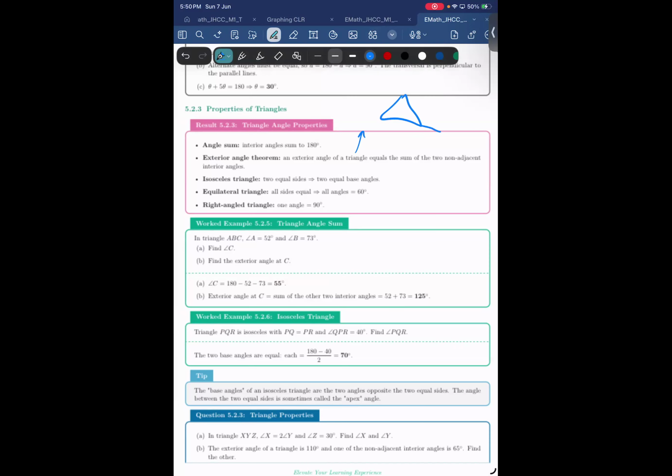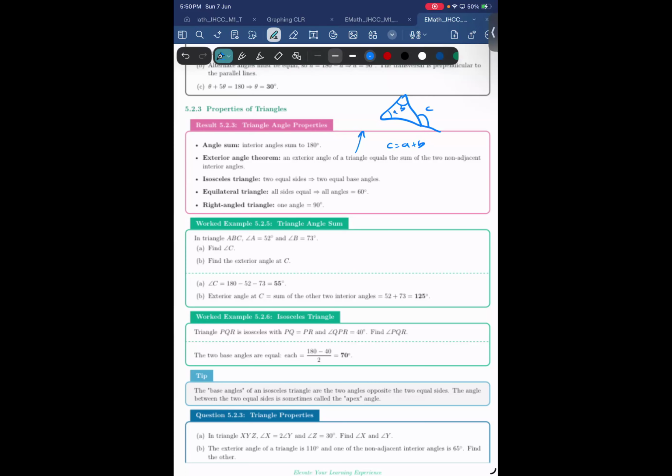So let's say this angle here will be the sum of these two. So this is A, this is B, this is C. So C will be equal to A plus B. But as I mentioned, you don't really need to use this or memorize this specifically. You can still solve the question without using this.